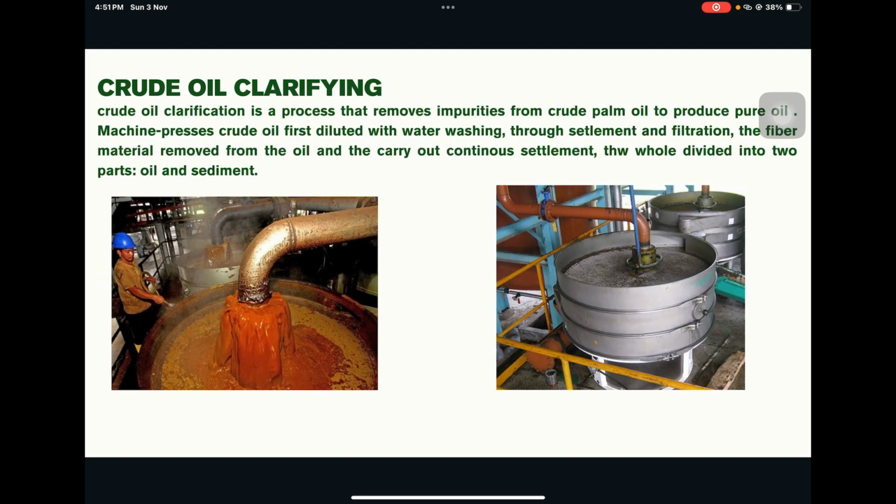Next one is crude oil clarifying. Crude oil clarification is a process that removes impurities from crude palm oil to produce pure oil. The machine presses the crude oil, which is first diluted with water, then washed through settlement and filtration. The fiber material is removed from the oil, and continuous settlement divides it into two parts, oil and sediment.